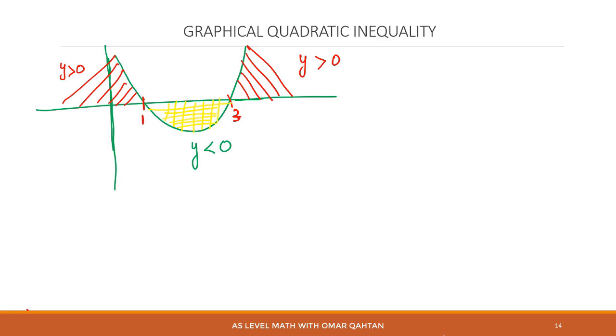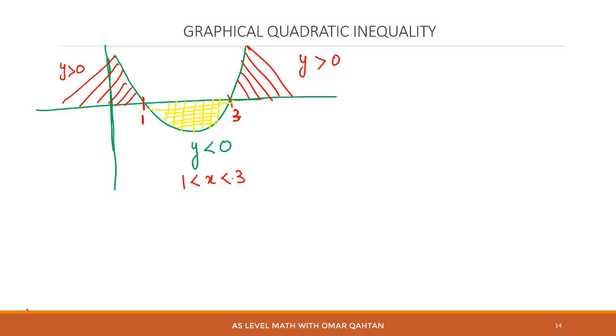Alright, in defining graphical quadratic inequality, we need to have a parabola. As you could see here, this part is where y is less than 0, and this part is where y is greater than 0. If you are considering the less than 0 case in your equation, then you would write the range of x in this form: 1 is less than x and x is less than 3.